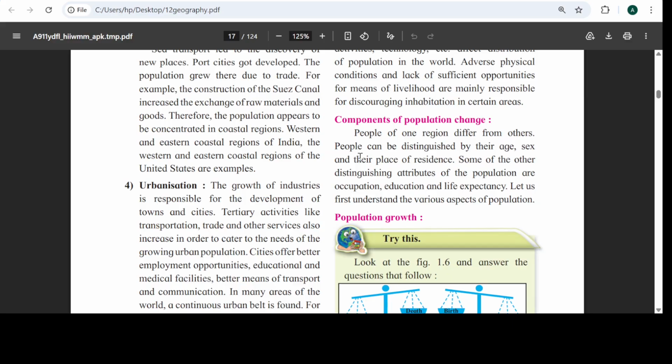Components of population change. People of one region differ from other. People can be distinguished by their age, sex, and their place of residence. Some of the other distinguishing attributes of the population are occupation, education, and life expectancy. Let us first understand the various aspects of population.